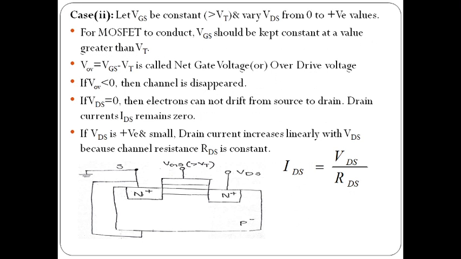Clear? Second case, till now we considered VDS constant and VGS varying from 0 to positive values. Now let us consider VGS to be constant and more than the threshold voltage. Why? Because only when it is more than the threshold voltage can we form the channel. So now we are varying VDS from 0 to positive values. For the MOSFET to conduct, VGS should be kept constant at a value greater than VT.